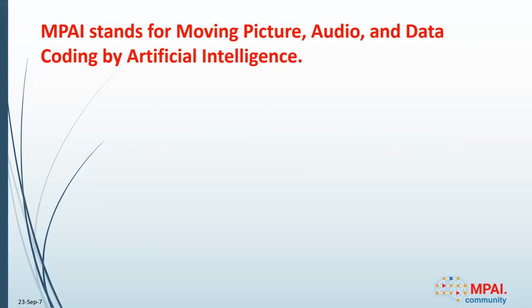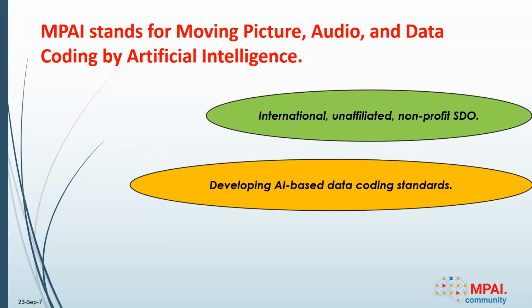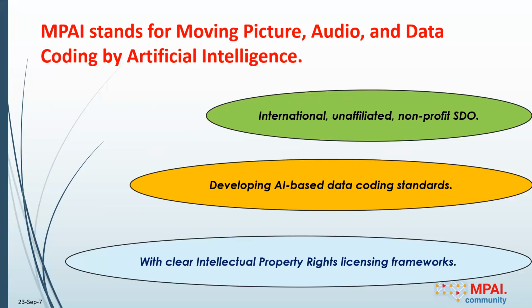MPAI. Who is MPAI? It's Moving Picture, Audio, and Data Coding by Artificial Intelligence. It is an international, unaffiliated, not-for-profit standard developing organization. We develop AI-based data coding standards, and most importantly, we strive to attach clear intellectual property right licensing frameworks.